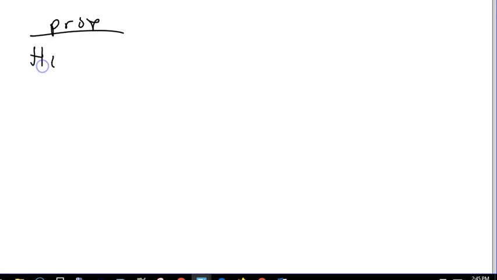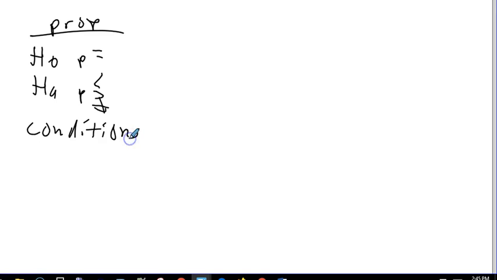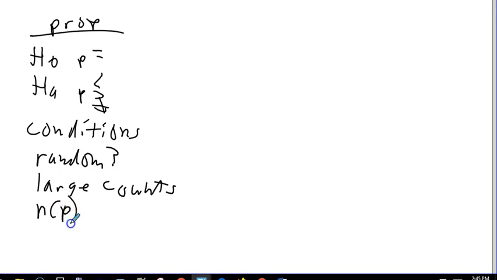If you think about it, we had the Ho and the Ha, and we said p equals, and p is either less than, greater than, or not equal to. And then we checked conditions with proportions. We looked at random, and then we looked at large counts. Large counts is when we took n times p, and n times 1 minus p, and they both need to be greater than 10.